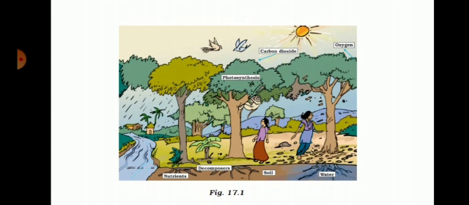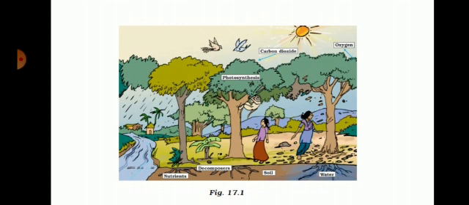Then, dependence of plants on animals. Not only do animals depend on plants, but plants also depend on animals in many ways. Insects and bats feed on the nectar found in the flowers of plants. This helps in the process of pollination of flowers.